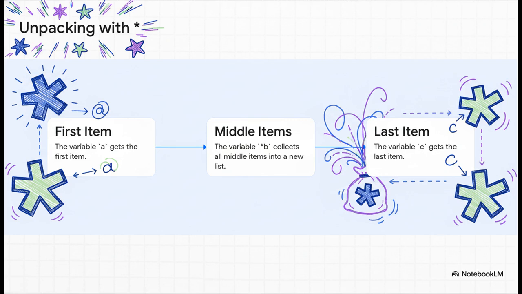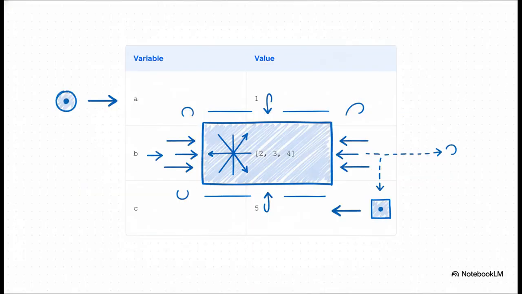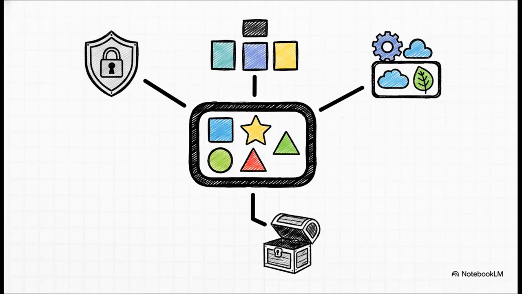But this is where the real magic happens, the asterisk or star operator. It lets you grab, say, the first item and the last item, and then it scoops up everything else in the middle and bundles it all together into a new list for you. Just look at this example. The variable A gets the first value, which is 1. C gets the very last value, 5. And *B just collects everything else in between, 2, 3, and 4, into a brand new list. How cool is that?